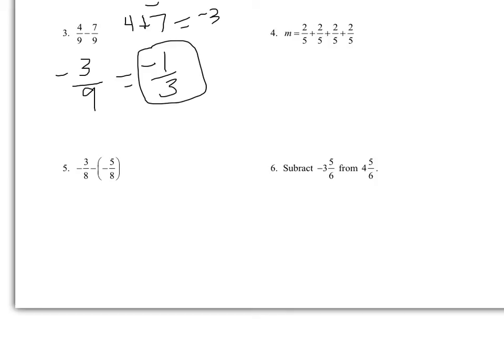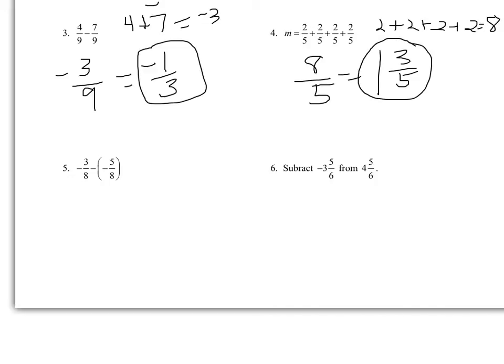In number 4, we have m equals 2/5 plus 2/5 plus 2/5 plus 2/5. So we know our denominator here is going to stay 5. But basically what we're doing is we're adding 2 to itself 4 times, which equals 8. So we're going to have 8/5, which is improper, so we're going to change it to mixed. 5 will go into 8 once, with 3 left over, and we keep that same denominator. So we have 1 3/5.